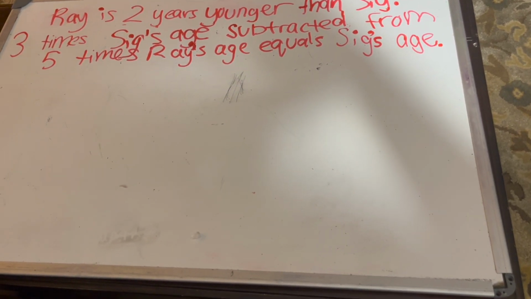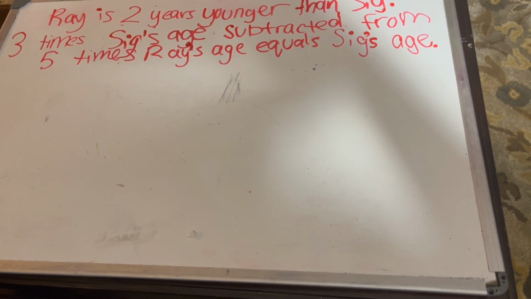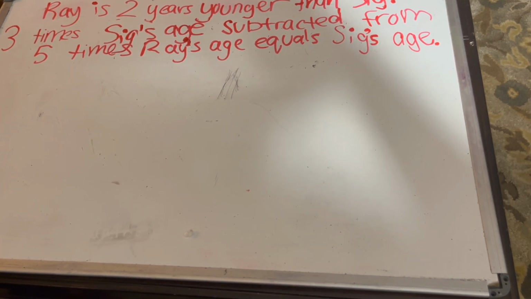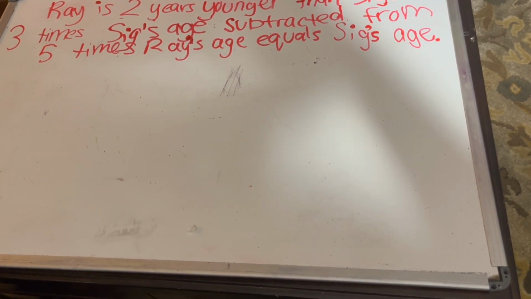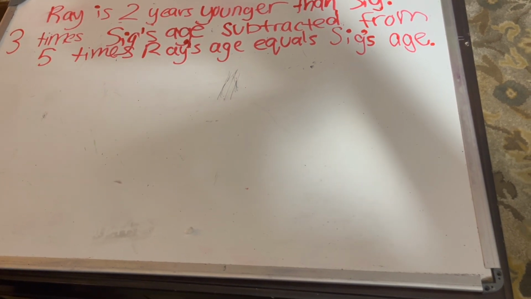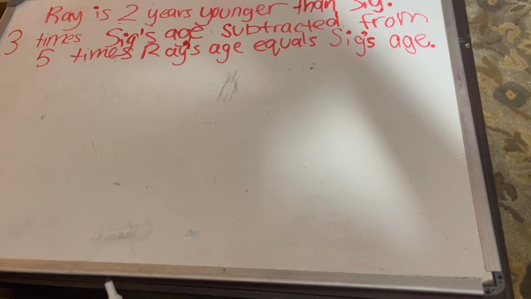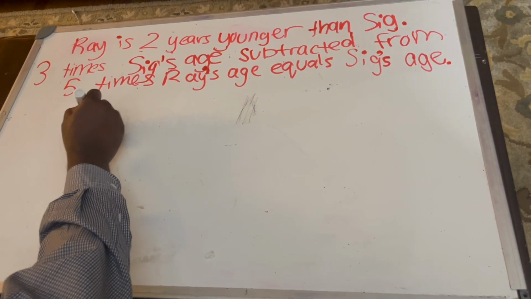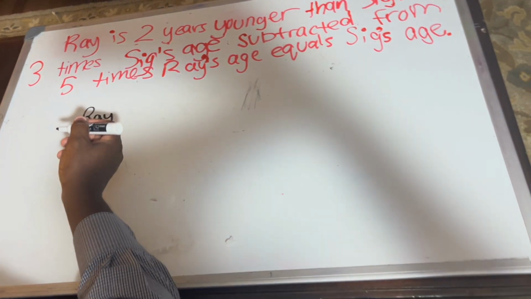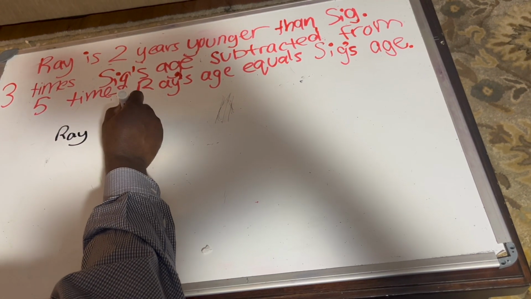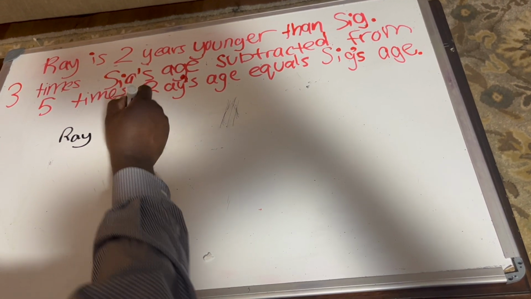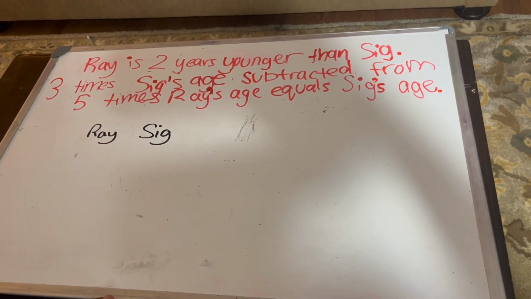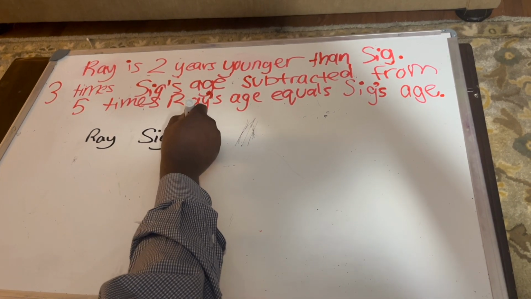Now, to better understand this and to solve it, we're going to want to make a graph. On this graph, we're going to have the two names, Ray and Sig, at the top. So write Ray and Sig's names. Right next to Sig, we're going to write equation, to the right of Sig's name.